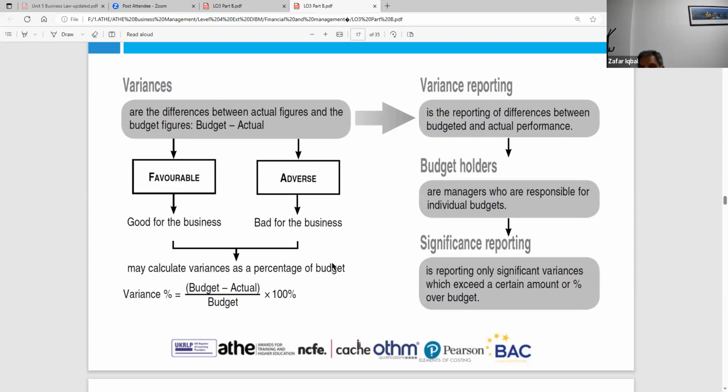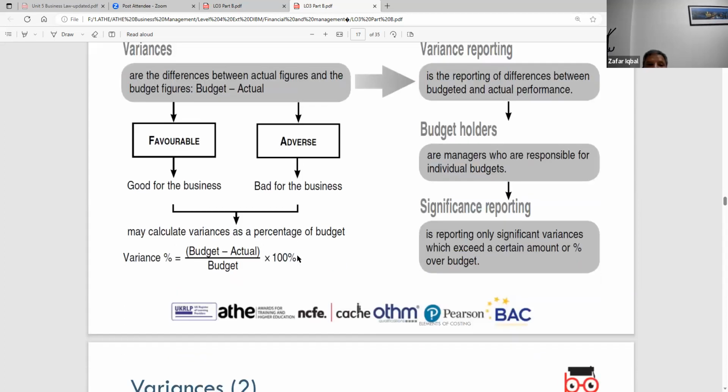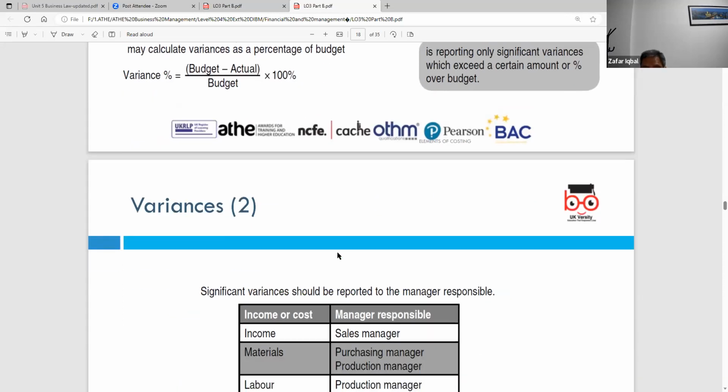Very important, because these variances or differences have to be reported. So this concept of variances, budget minus the actual, has to be calculated and planned for, and managers must be accountable for these budgets and why a budget has exceeded or why it has not exceeded. This is why there is a budget, and costs have to be budgeted for and the income has to be budgeted for. So the variance is very important.